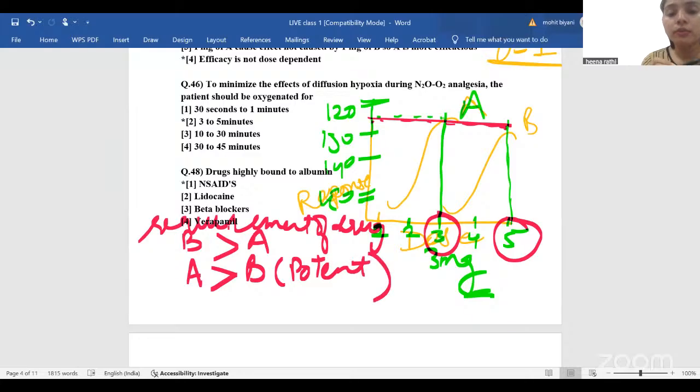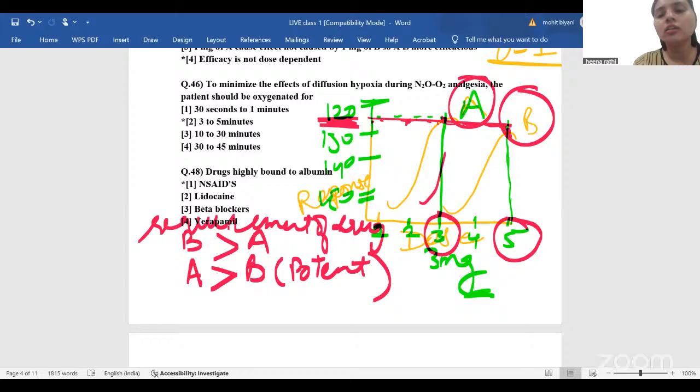If we want to see the relative potency of the drug, suppose drug A and drug B are both giving the same effect, say 120 mm Hg in hypertension. It means the efficacy of the drug is the same. A and B are equally efficacious, but in potency, drug B is more potent than drug A. By this graph, we can calculate the potency of any drug.